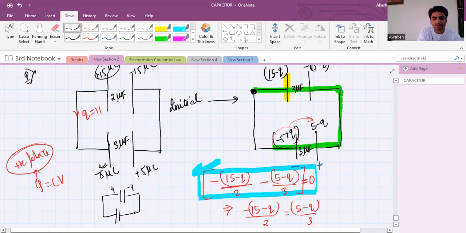At the bottom capacitor, what will be the final charge here? Plus 6 and minus 6. Minus 5 plus 11 is plus 6 and minus 6. Yes or no? This is the final charge distribution. Understood? Yes sir.